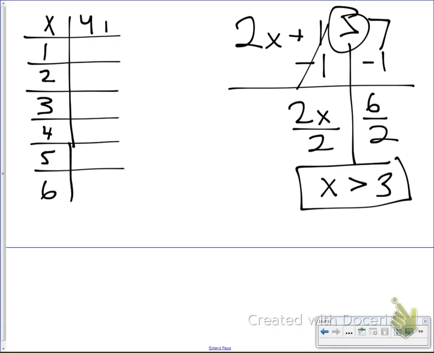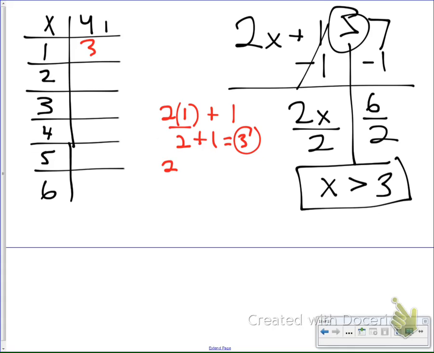Now, I need my y section. In inequalities, we only have one y column, and that's going to be our solutions to the expression on the left, this 2x plus 1, when I plug in different x values. So I'm going to start and show you how to get our first y1 value, where my x is 1. So I'm going to rewrite my expression, where x is 1. So I have 2 times 1, which is 2, plus 1 is 3. And that's what goes in y1.